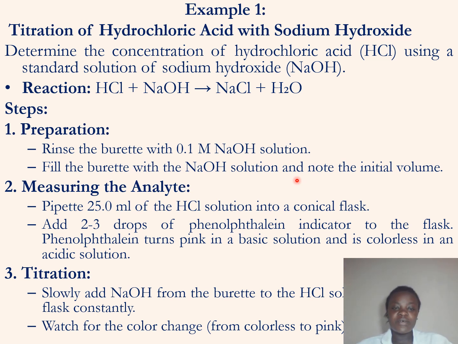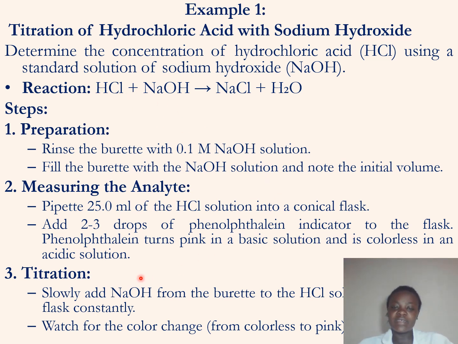Step number 2 is now to measure the analyte. Remember, we have rinsed our pipette using the analyte. Then we pipette 25 milliliters of what? Hydrochloric acid solution. This is our analyte, into the conical flask. Then we add 2 to 3 drops of phenolphthalein indicator to the flask. That is our indicator that we are going to use.